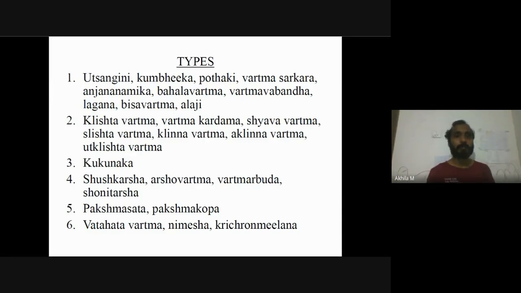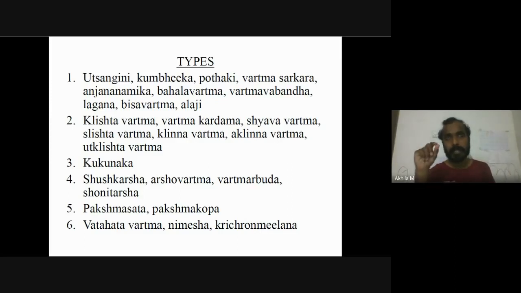Okay, so accordingly the name is also given. So Krishta Varma, Varma Kandama, Shava Varma, Srishta Varma, Klinya Varma, Aklinya Varma, like that. So only one disease that is told by our Acharya that is related to the children, that is Kukunaka. Kukunaka, that is also a different one.